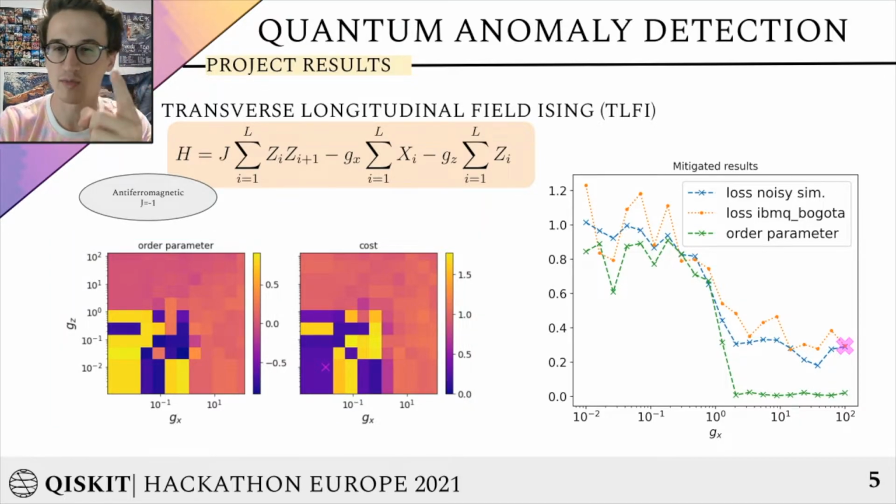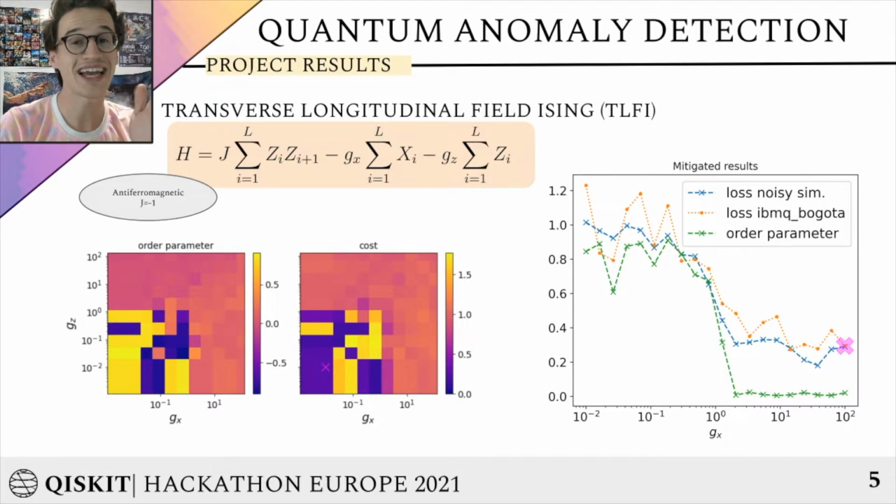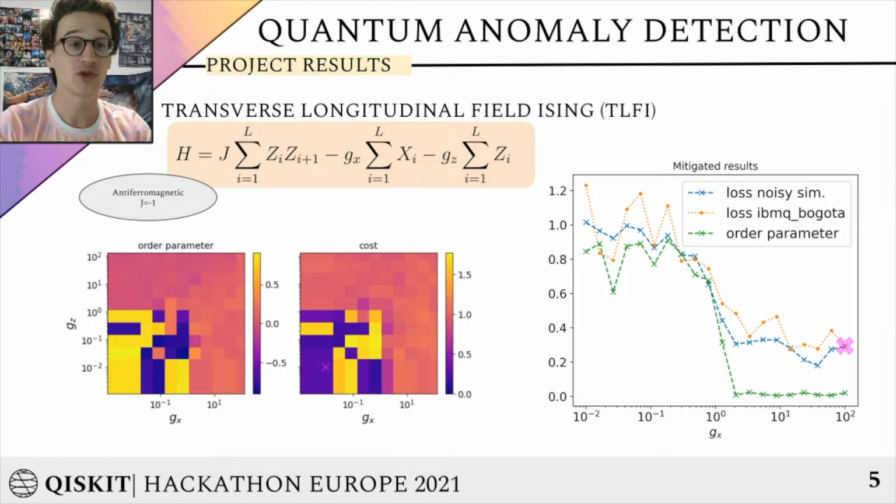But wait, there's more. In the figure on the lower right, you see the order parameter in green. In blue, you see the noisy simulation, and in orange, you see the actual physical device. Wow, amazing. To get this to work on the actual device was rather tricky due to the large amount of noise, so we had to come up with some tricks.